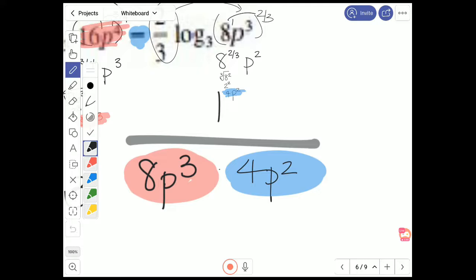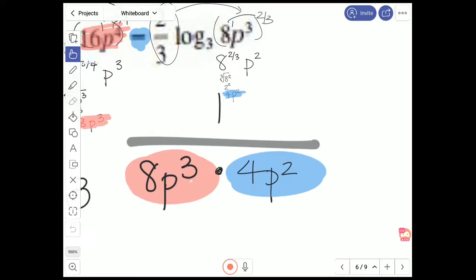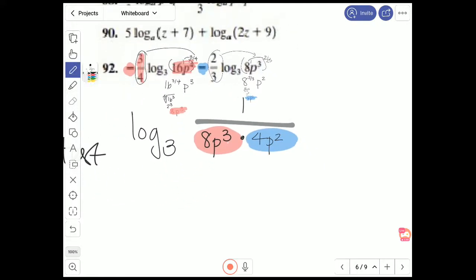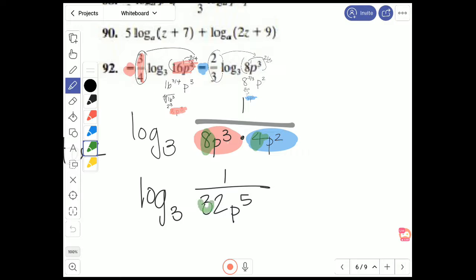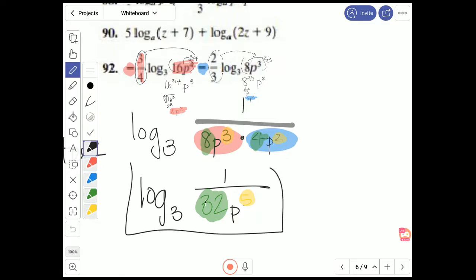And down here, all of this has ended up being multiplied. So this actually is going to look a lot better in the end, that I'm going to have the log base 3 of 1 over 32p to the 5th. And I got that just because I went ahead and multiplied 8 times 4, which is where the 32 came from. And then when I multiply, add my exponents, 3 plus 2 is going to give me that 5. So I end up with my final answer of log base 3 of 1 over 32p to the 5th.